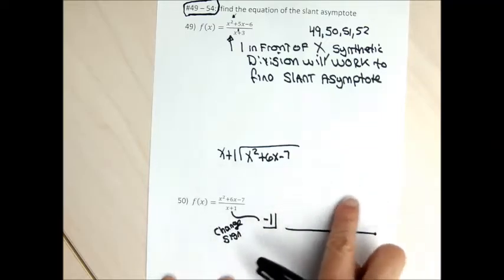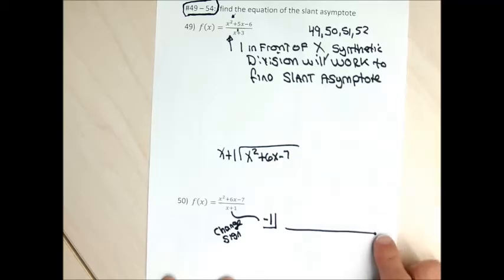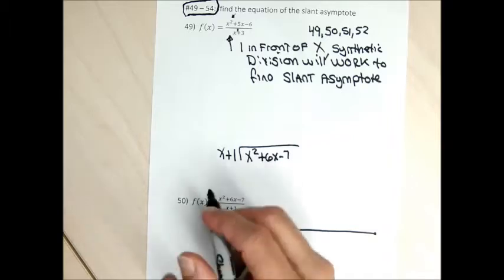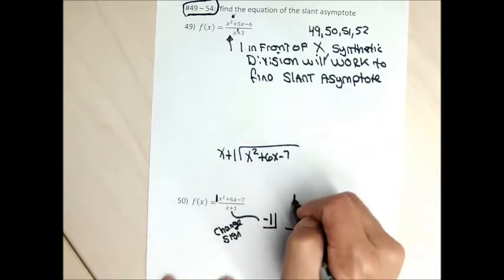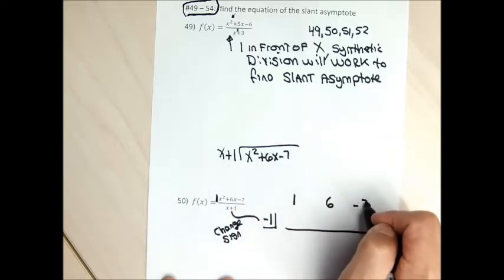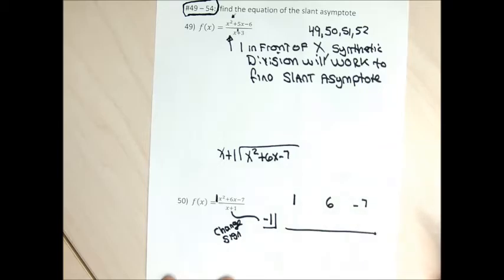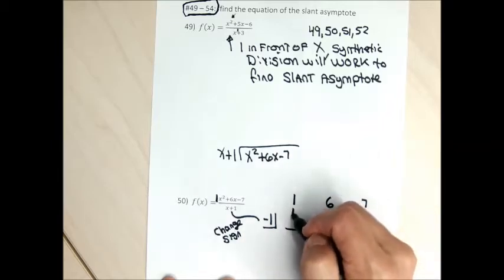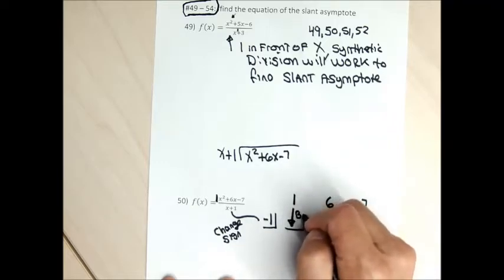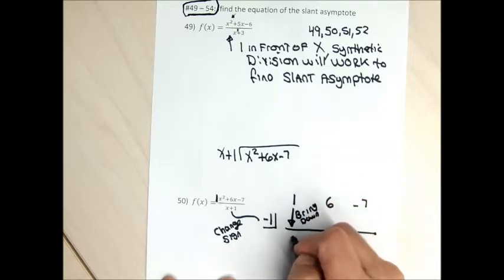And up above, in the space above my horizontal line, I'm going to pull off the coefficients from my numerator. The number in front of the x squared is an implied 1. The number in front of the 6x is a 6, and the constant is negative 7. I'm going to do my synthetic division. I may have gotten completely rusty on synthetic division, but I think it comes back pretty quickly. To do synthetic division, the first thing I do is bring down whatever number I have written first. When you do your problem 49, you're going to bring down a 1 as well. So I brought down my 1.